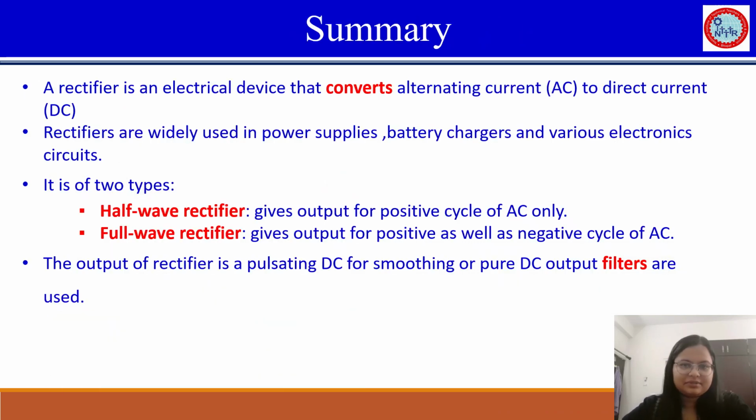So now let's summarize this session. A rectifier converts AC into DC, and we have also studied that there are two types, half wave and full wave. Half wave uses only one half of the input, simple but less efficient, and full wave uses both halves, better performance and smoother output. Filters help convert the pulsating DC into pure DC, and we will talk about filters in the next session. So the rectifiers are indispensable in power supplies, chargers, and all electronic systems.